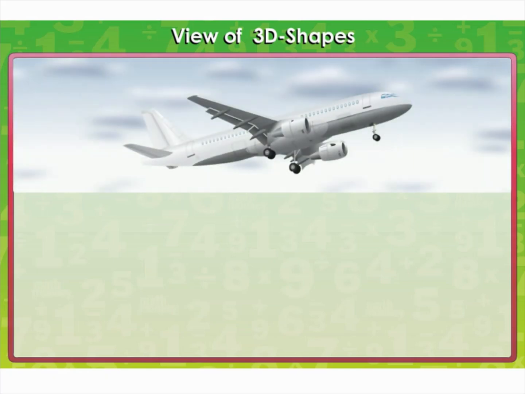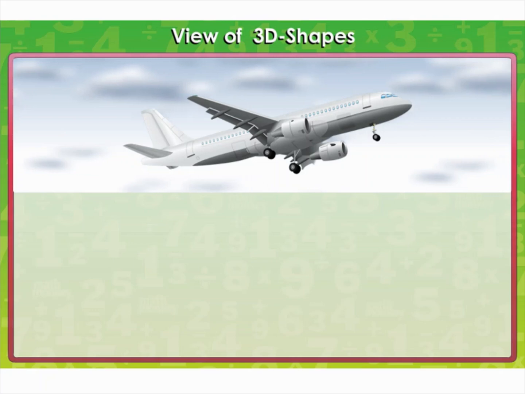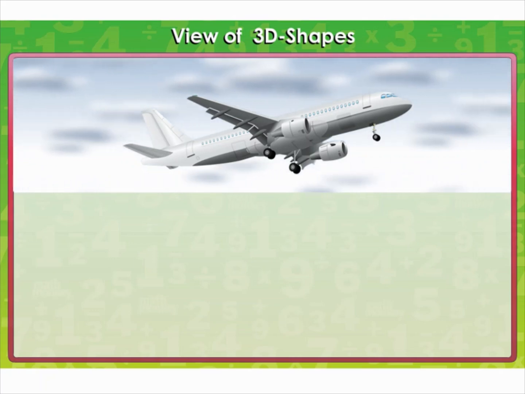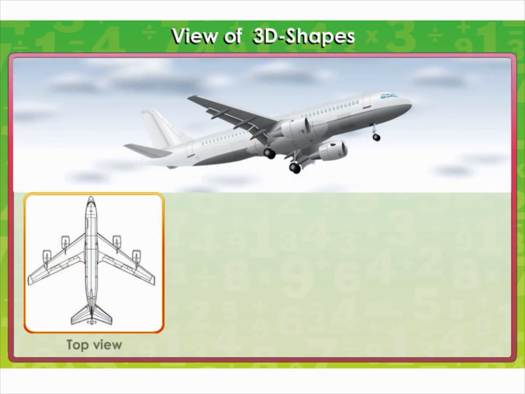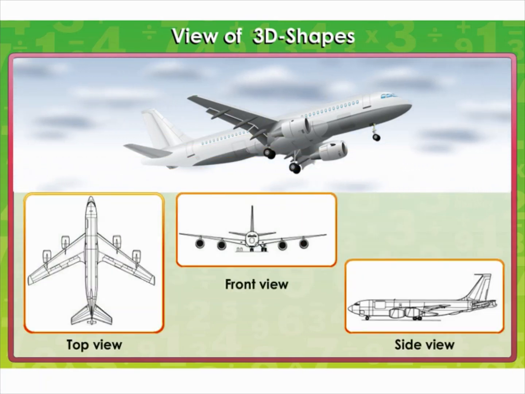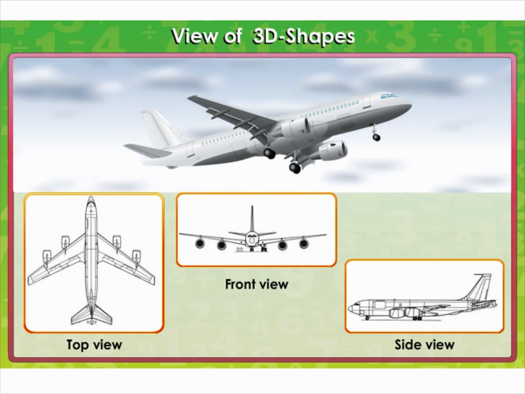View of 3D shapes. Three-dimensional objects can look differently from different positions. See this aeroplane. You can view this aeroplane in different positions. This aeroplane can have the top view, front view, and side view. Children, observe different things around you from different positions.